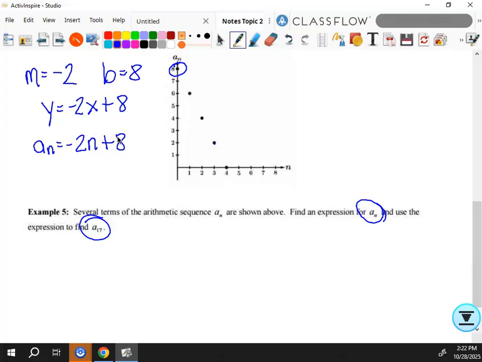Then I can find a sub 17 to be negative 2 times 17 plus 8. Tell me, before we actually do the calculations or anything, tell me something you already know about the answer. It's got to be negative, because if it's linear and we're already here, it's got to be negative. So if my answer is not negative, I did something wrong. Doesn't guarantee that it's right, but that's one way to catch yourself. What's negative 2 times 17? Negative 34, good. Plus 8, a sub 17, negative 26.